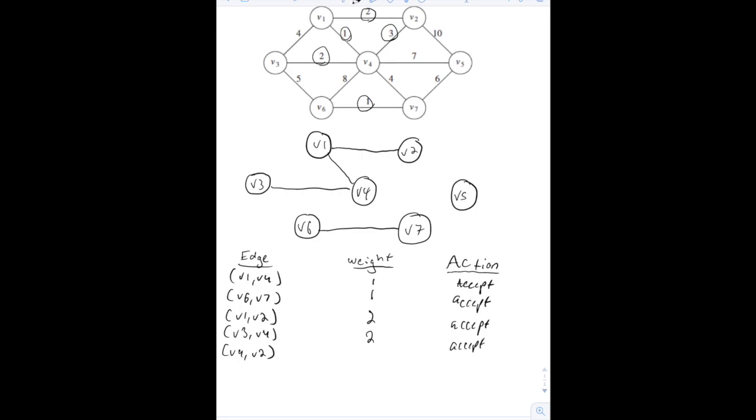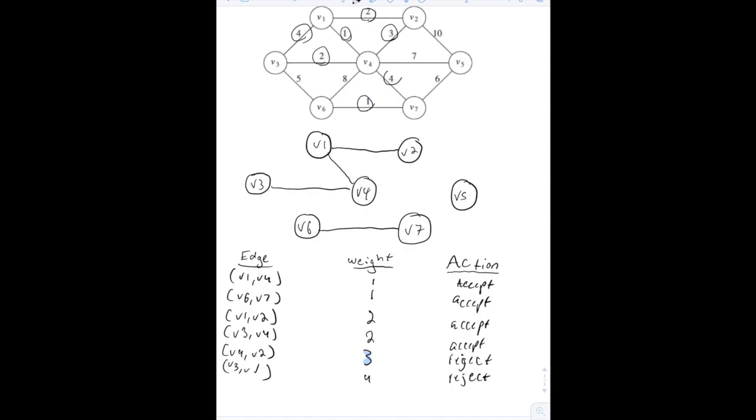So we'll just mark it so we can see it. V2 to V4, the cost of that would be 3, but we're going to reject. Okay, we're going to continue as planned. We have no more 3s left. We're going to find a 4. Let's do V3, V1. The weight of that is 4. Are V3 and V1 part of the same set? Yes, they are. We cannot connect them, so we're going to reject.